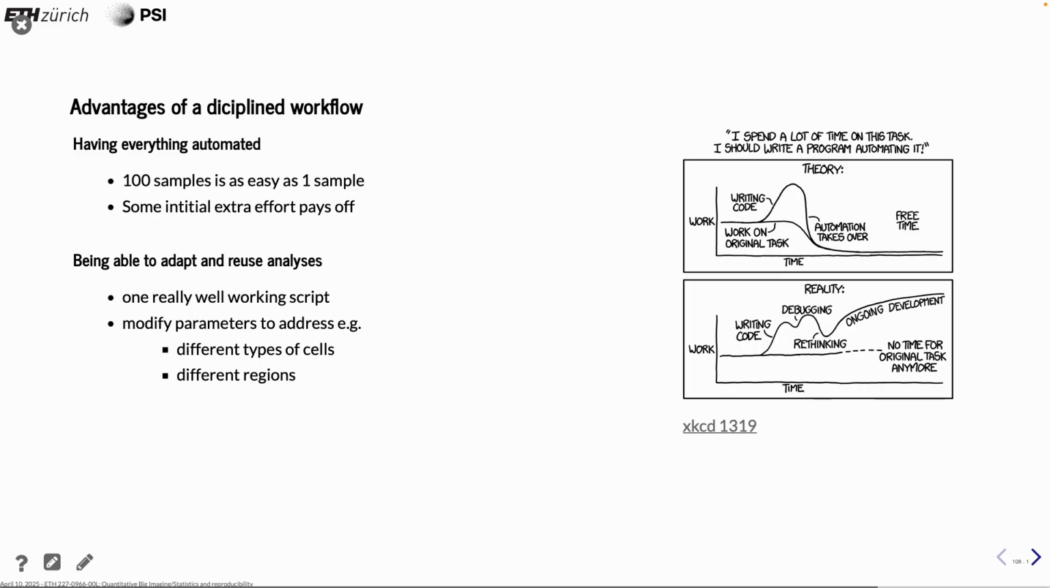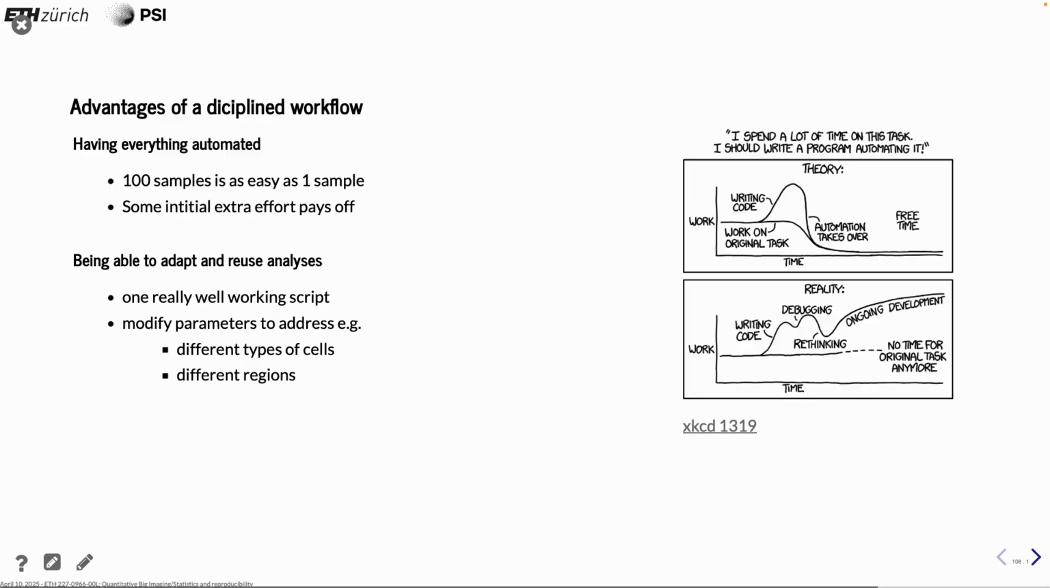And the advantage of having this kind of disciplined workflow is that if you have a nicely defined workflow, the analysis of 100 samples is the same effort as analyzing a single one. And of course, it requires some initial effort to get there. And still, if you intend to do a mass analysis, it still pays off. But just watch out that it doesn't happen like this: in theory, writing some nice code takes a lot of initial effort, and then you have automation.